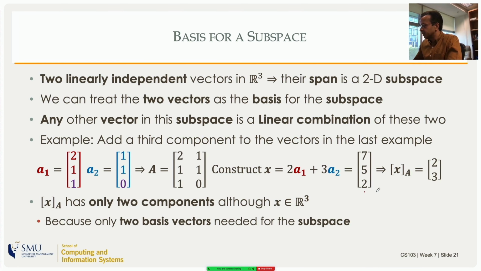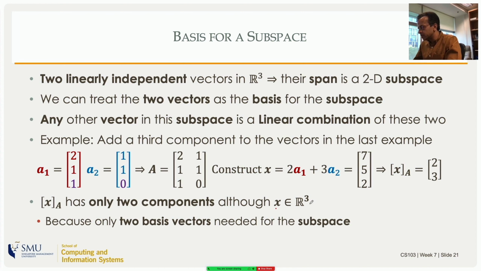So even though my vector that I'm starting from is a 3 component vector, the components in the new basis are going to be only 2 of them in number. That is because the subspace is defined by 2 basis vectors, not 3. So if I take 2 of the first vector and 3 of the second vector, I uniquely get the original vector, and that's all I need. So that is an important point to remember.